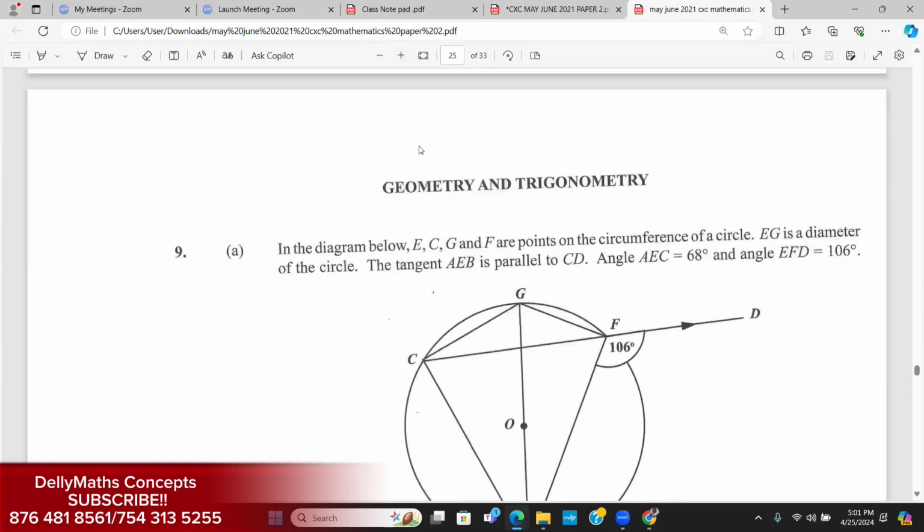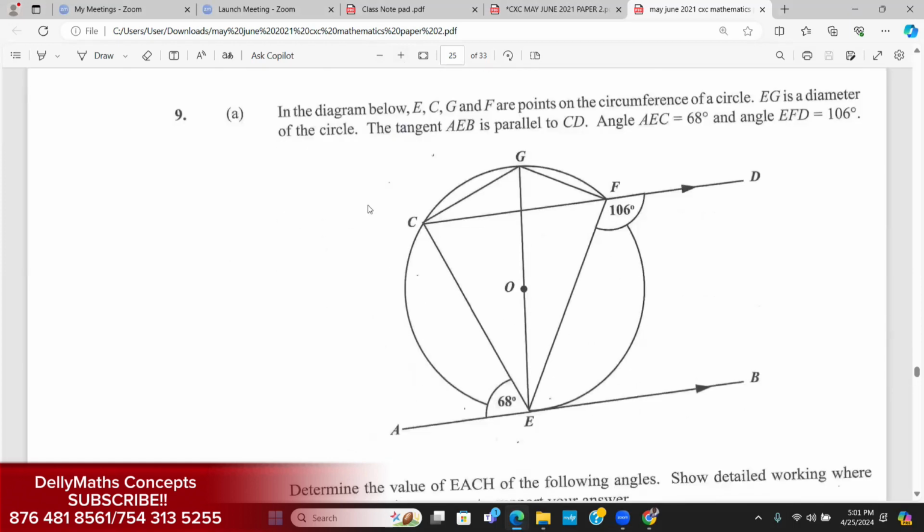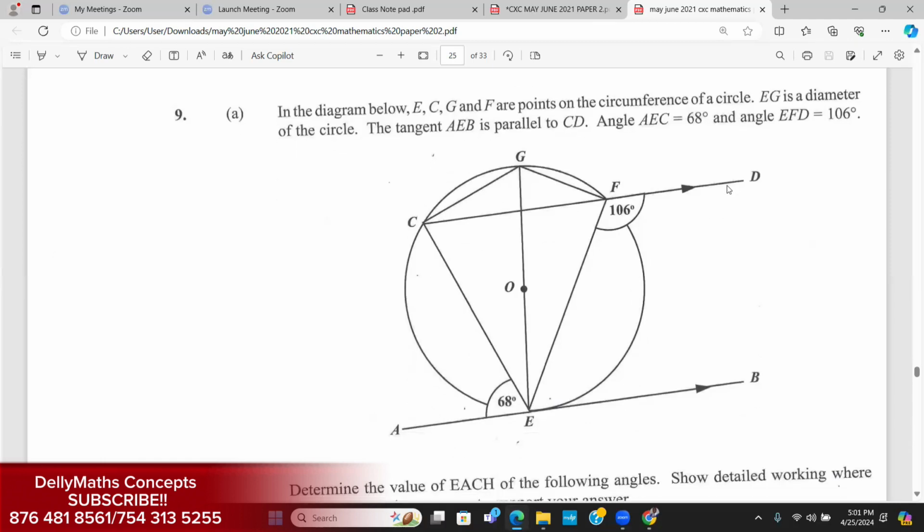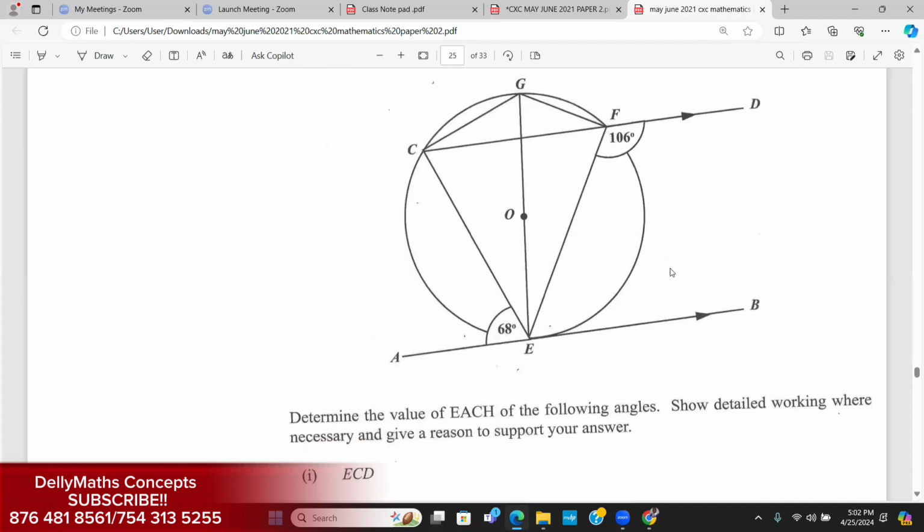All right, so we're going to be looking at geometry and trigonometry. Just a question here. So let us take a look. It says, in the diagram below, E, C, G, F are points on the circumference of the circle. EG is a diameter of the circle. The tangent AEB is parallel to CD. Angle AEC is equal to 68 degrees, and EFD equals 106. All right, so the diagram has all the information that we just read.